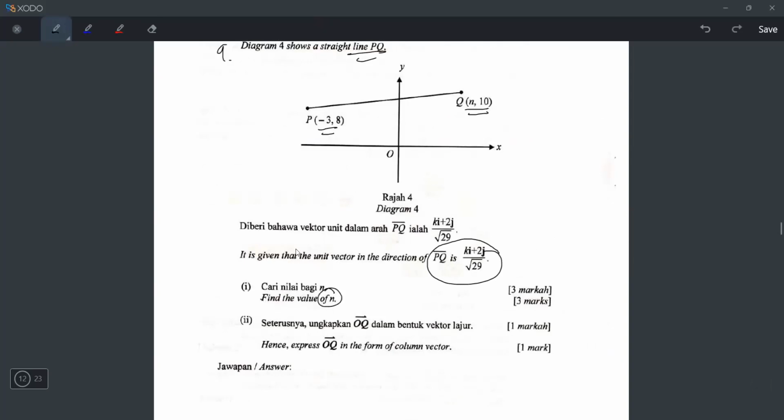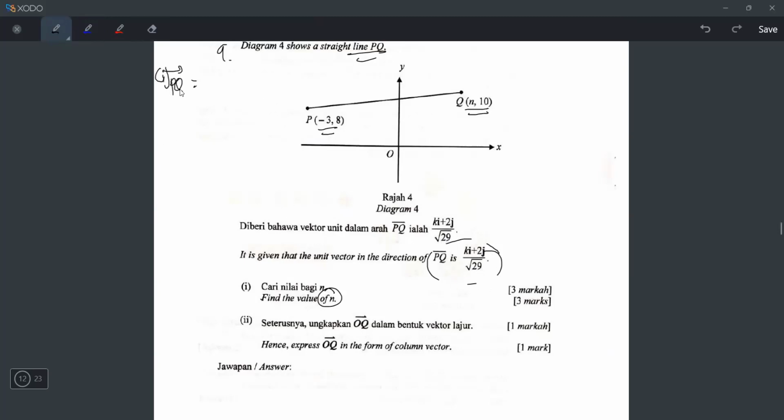Find the value of n. So how to do that? First I will ignore this unit vector. I will try to find my own unit vector, and I will compare my unit vector with the unit vector that they give us. But before I find my own unit vector, I need to have my PQ vector first. And then I also need to get the magnitude of PQ. Then only I can start to do the unit vector.